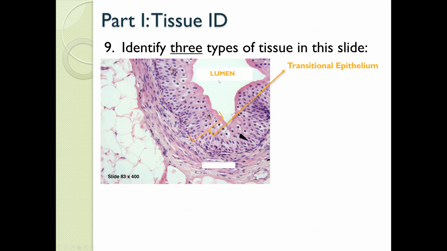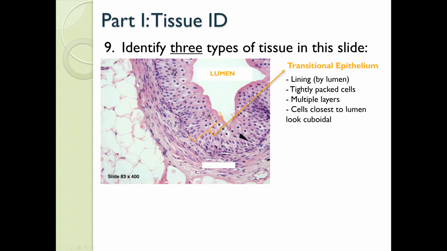This is transitional epithelium, and I was able to identify that because it is lining the lumen. It does have a lot of very tightly packed cells in multiple layers, and the cells closest to the lumen look cuboidal, especially look at these right here. I know that stratified cuboidal tissue is rare, and I also know that I'm not going to be asked to identify stratified cuboidal tissue, so that tells me that this must be transitional epithelium.